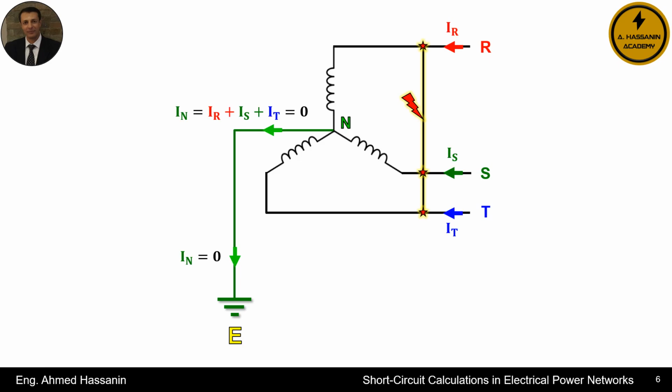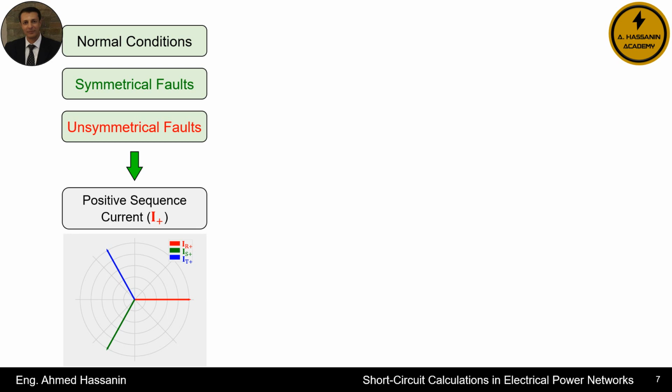This means that in the case of symmetrical faults, be it a three-phase fault or a three-phase to ground fault, we observe that the current in the neutral line is 0. This means that the neutral point configuration, whether grounded or ungrounded, has no impact during symmetrical faults, as no current flows through the neutral line. Therefore, we must understand a very important point.